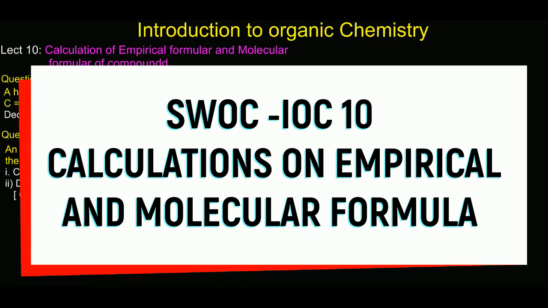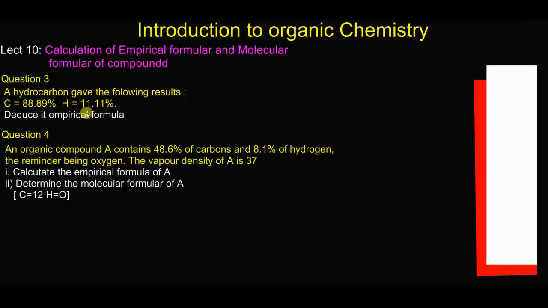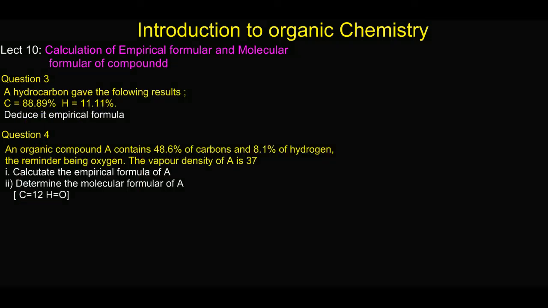Here we are going to continue with our calculations on empirical formula and molecular formula. This is the question 3 that we are going to do and question 4. The first one is a hydrocarbon that gave the following results. Carbon is 88.89%, hydrogen is 11.11%. Deduce its empirical formula. So very simple, as we've been doing always. What do we do?